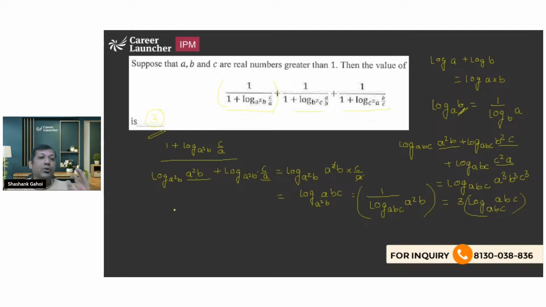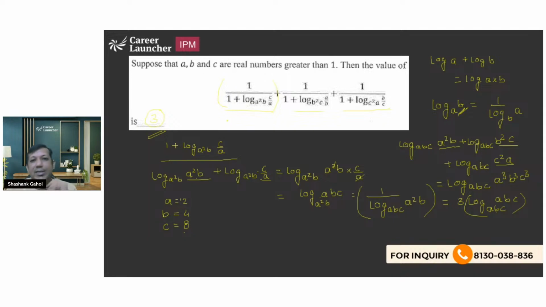If I do this question in the exam, what approach am I going to take? I'm simply going to take a equal to 2, b equal to 4 and c equal to 8. I take all of them as powers of 2, put these values in and find the answer. Whenever I get these kinds of questions, I am going to take this approach.